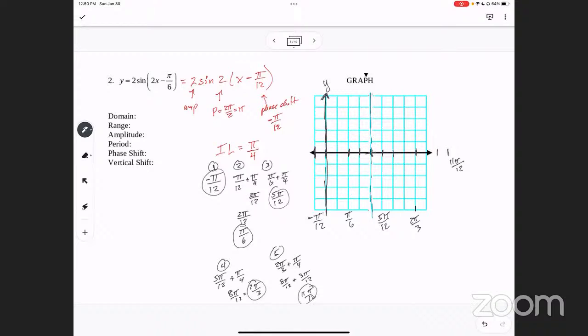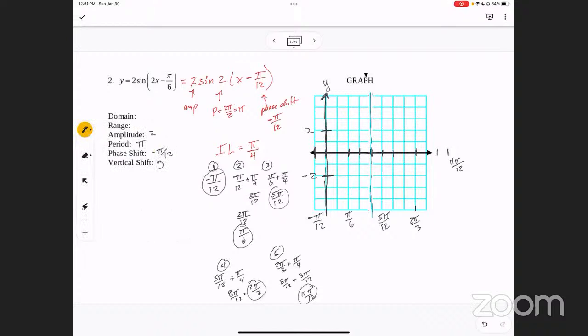Now I'm not shifting it up and down, so my vertical shift is 0. My phase shift, like I said, was negative pi over 12. My period, like I said, was pi. My amplitude is 2, so I'm going to go up 2 and down 2. Got it? So here is my grid, so to speak.